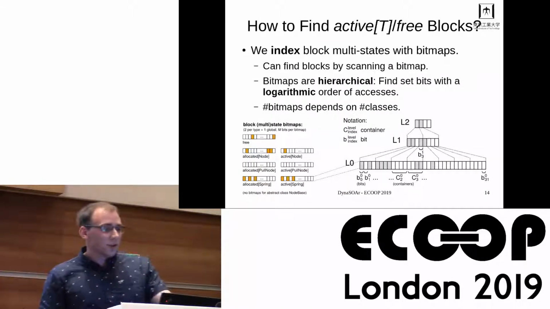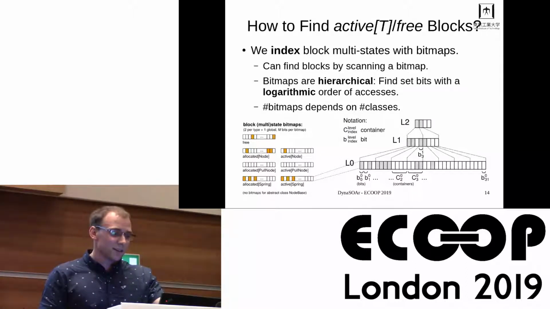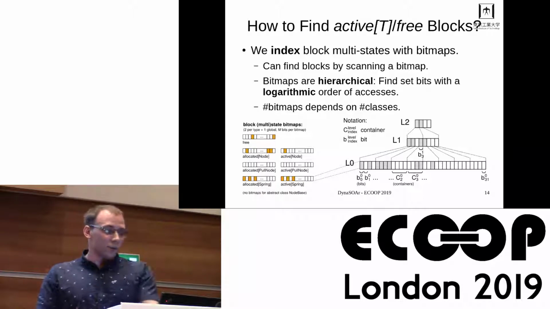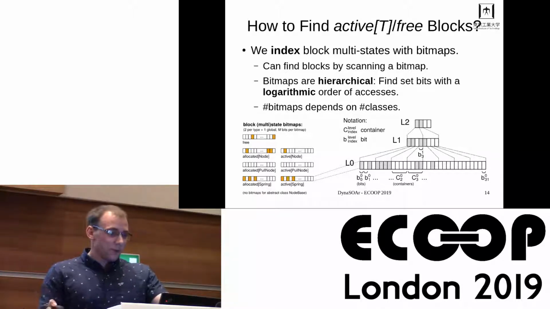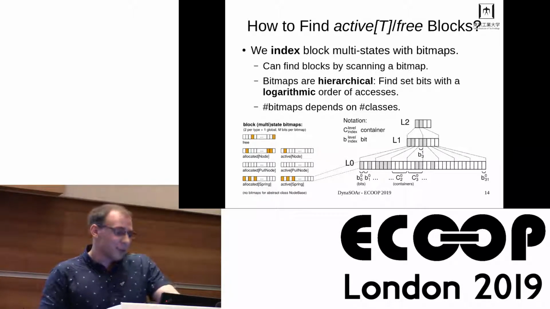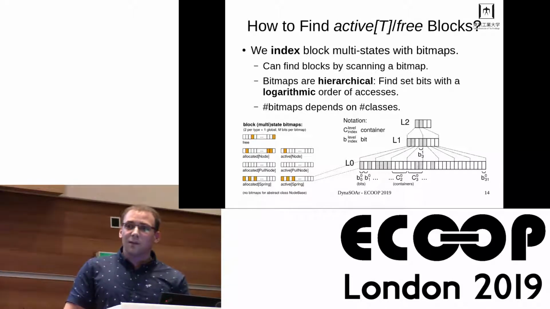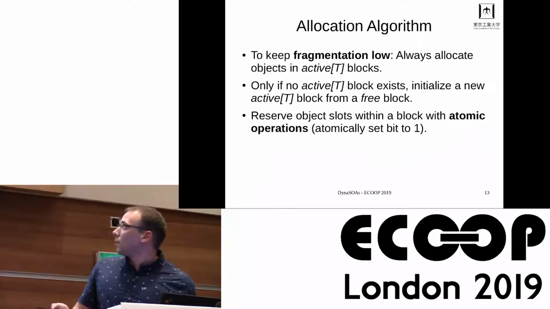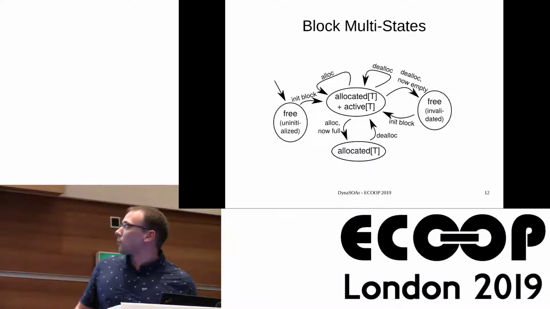So now the question is, how do we find active blocks, or how do we find free blocks? Because if no active blocks exist, then we have to initialize a new free block. We do this with an index data structure. So basically, we maintain bitmaps for every one of those states here. So there's a bitmap for every one of them.